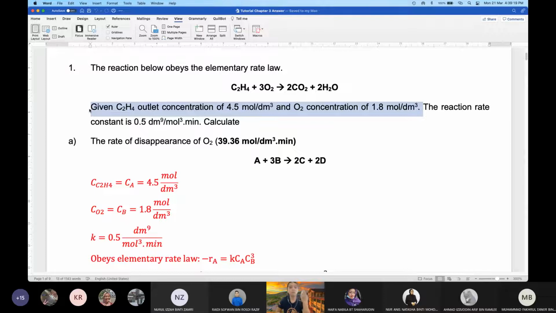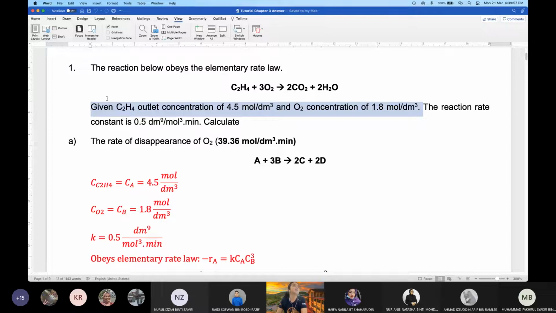But you remember, right? For concentration, we always have initial concentration or outlet concentration, which sometimes we call final concentration. What's the difference? Initial concentration is the concentration before the reaction takes place. Any concentration when the reaction takes place or after the reaction takes place is what we call outlet concentration, or final concentration. So in this case, they give the outlet concentration.